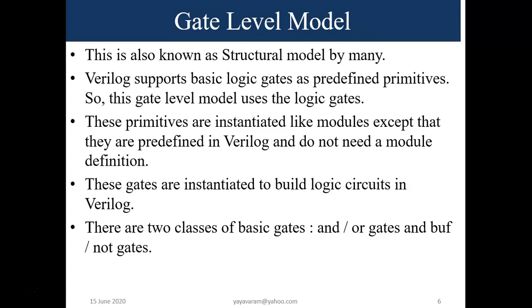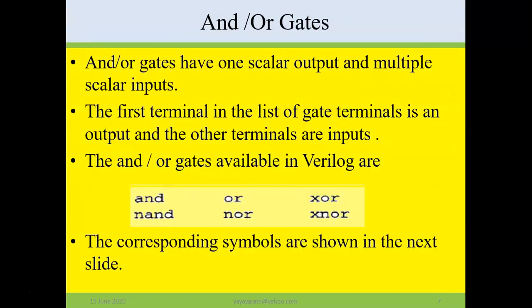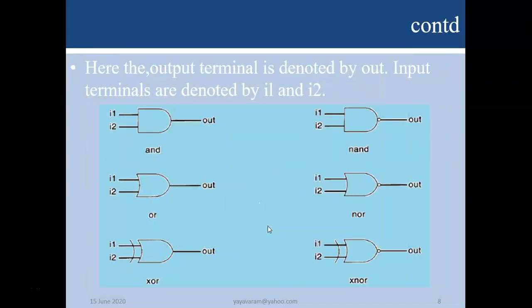So these gates are instantiated to build logic circuits in Verilog. There are two classes of basic gates, as all of us know, AND OR gates, and the next buffer NOT gates. Some of these things you have already covered in your digital design courses. What are these AND OR gates? One is AND, OR, XOR, NAND, NOR, XNOR. I have also given some symbols. This is your AND gate where you have I1, I2 inputs, one output. Normally people call it 2 input AND gate, 2 input OR gate, 2 input XOR gate, 2 input XNOR gate, 2 input NOR gate, 2 input NAND gate, etc. They will have 2 inputs and 1 output.